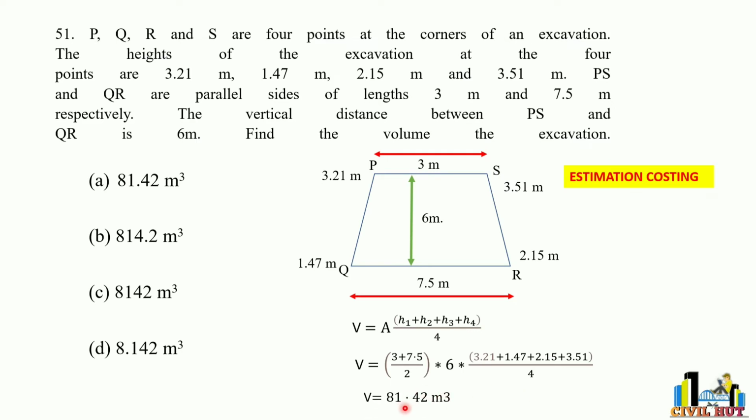After calculating, we get 81.42 meter cube. Option A is the correct answer. This is from estimation costing.